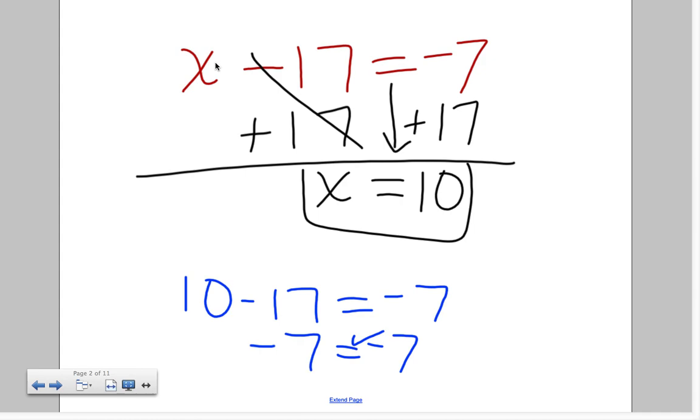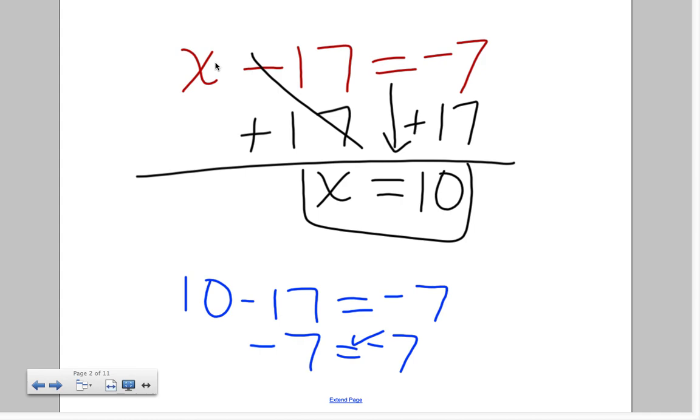Number 3, x is negative 1. Number 5, x is 24. 7, x is negative 3. 9, x is 6. 11, x is 2. 13, x is 25. And then 15, x is 2.